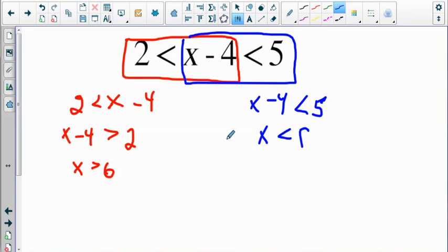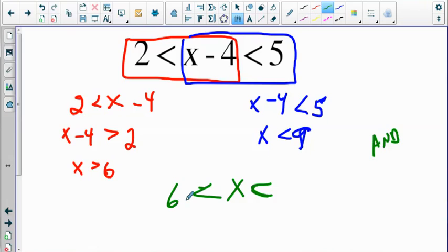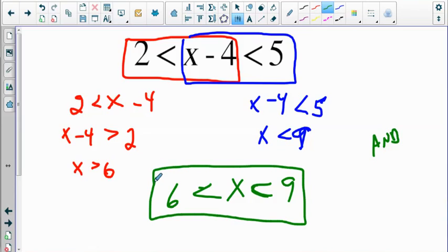Can you be bigger than 6 and less than 9? You sure can. Therefore, this is an and, which means that both of my inequalities point left. X goes in the middle. And 6 is smaller, goes on the left. 9 is bigger, goes on the right. There's not an equal sign on either of those. So there's the answer to that one.